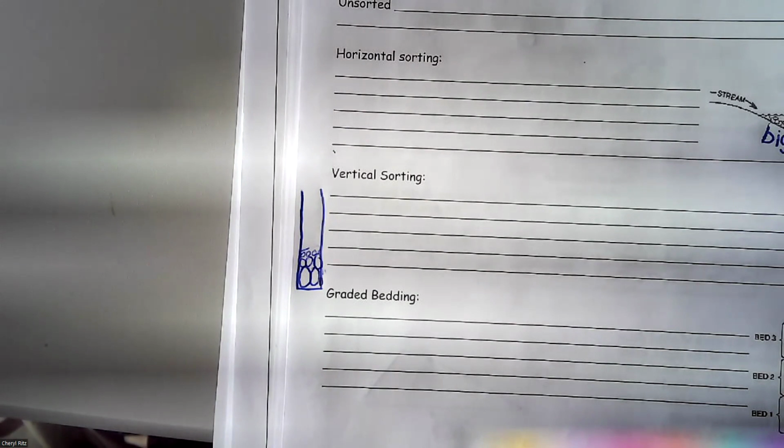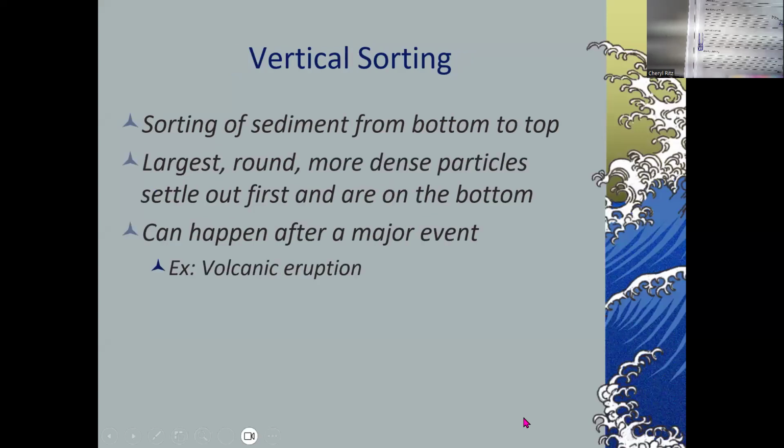All right, here's the notes that go with vertical sorting. Vertical sorting: sorting of sediments from the bottom to the top. Largest, roundest, more dense particles settle out first. Happens after a major event like a volcanic eruption or a landslide or an earthquake where rocks fall into the water.